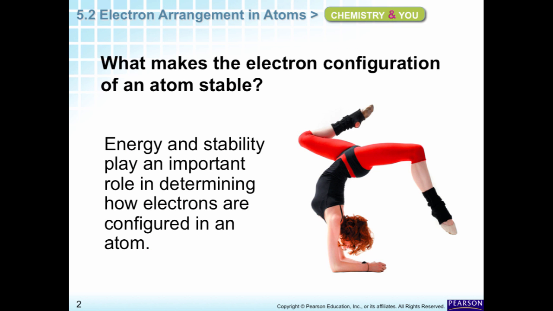All right, well, that looks kind of difficult to do. What makes an electron configuration of an atom stable? So just like this young woman is kind of upside down and she's got her legs a certain way so she's balanced, we have to worry about the same thing in how and where these electrons are located in the atom.